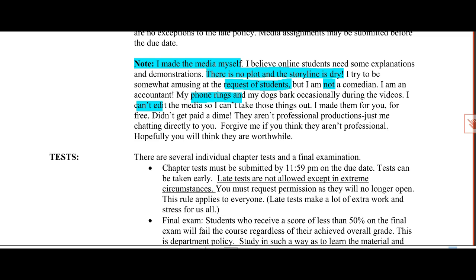So realize I make the media for you for free. I didn't get paid a dime. They aren't professional productions. There's no talking heads, thank goodness. It's just me chatting directly to you in a very one-on-one experience for learning accounting. I'm sorry if you don't think they're professional, but I certainly hope you think they're worthwhile.